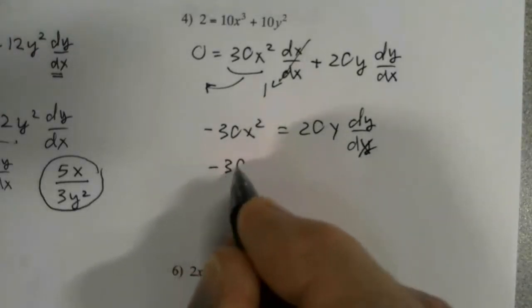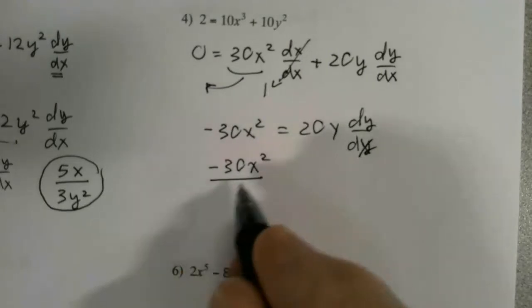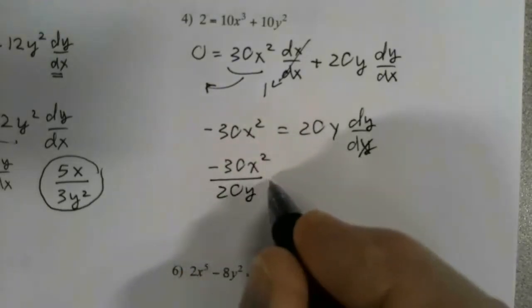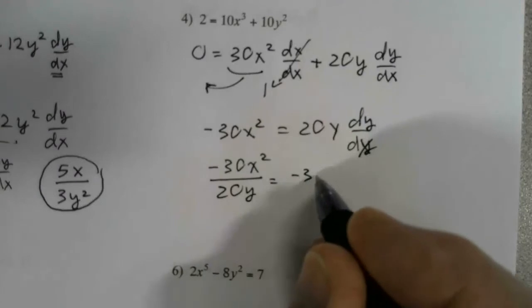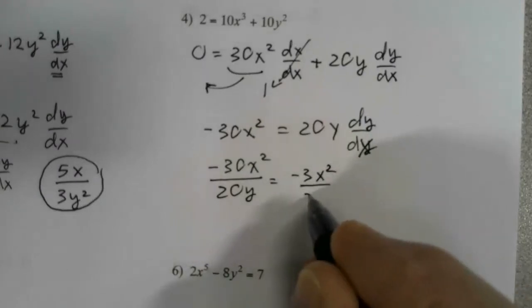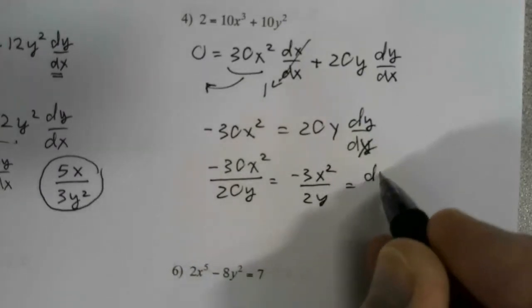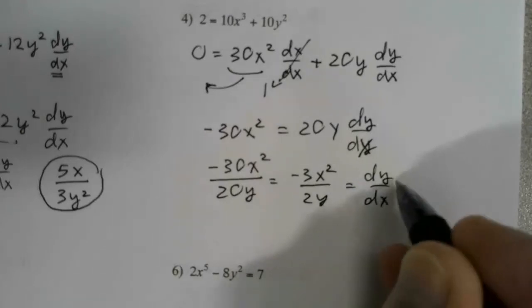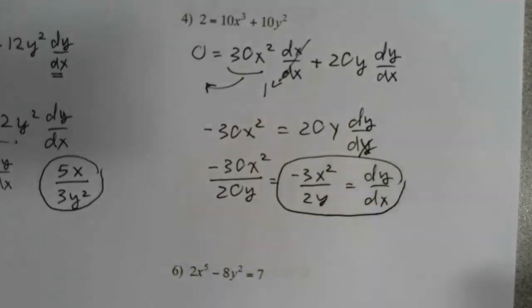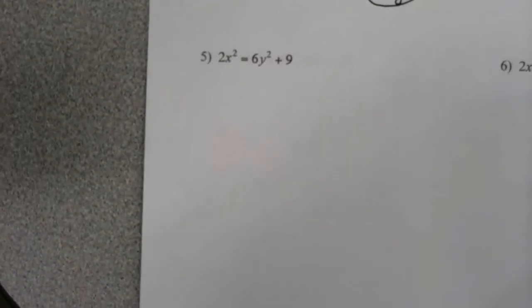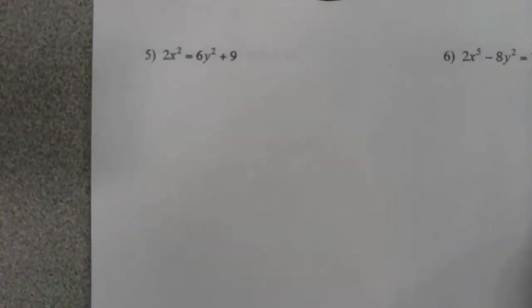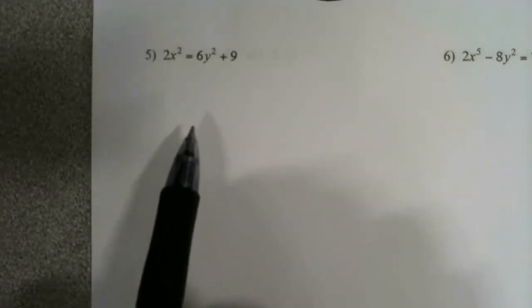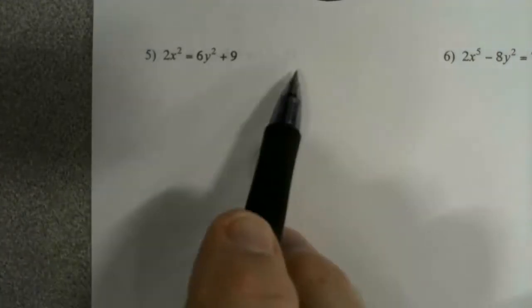So this is negative 30x squared over 20y, which reduces to negative 3x squared over 2y, and that is my dy/dx. So let's go to number 5. So number 5, it's similar. You can start just like this if you want to.